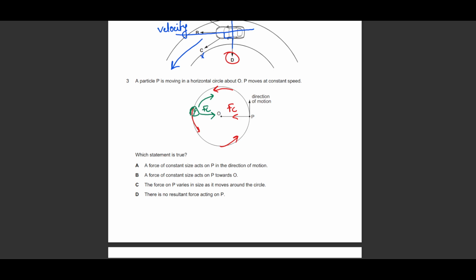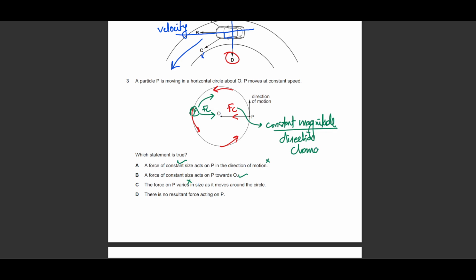So it says a force of constant size. Yes, the size is constant. Is it on P, in the direction of motion? No. A force of constant size acts on P towards O. Yes, this is the most probable option. The centripetal force has a constant magnitude. Its value is constant, but its direction changes.